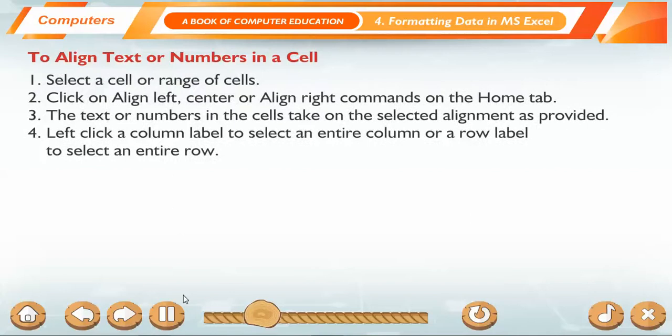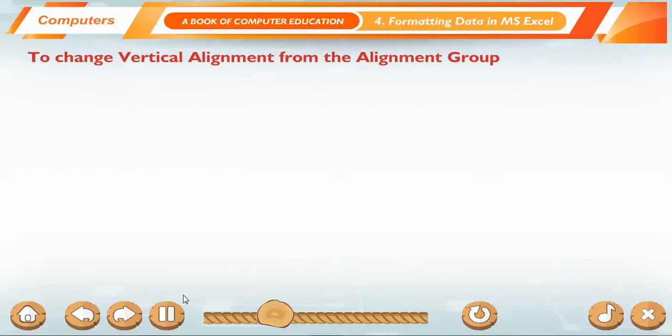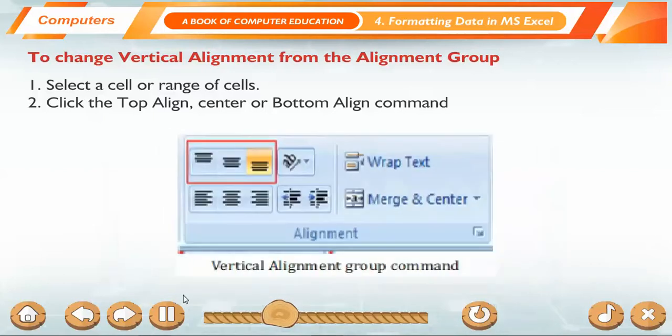To align text or numbers in a cell, select a cell or range of cells. Click on Align Left, Center or Align Right commands on the Home tab. The text or numbers in the cell take on the selected alignment as provided. Left-click a column label to select an entire column or a row label to select an entire row. To change vertical alignment from the alignment group, select a cell or range of cells. Click the Top Align, Center or Bottom Align command.